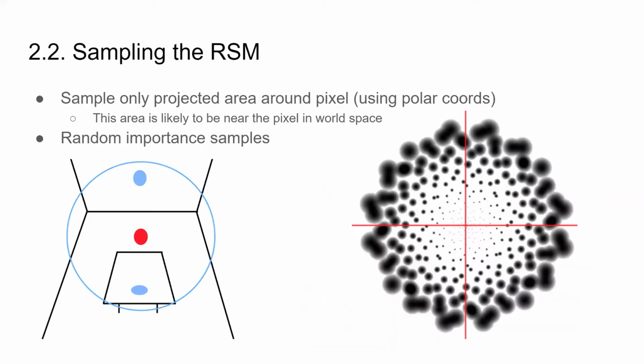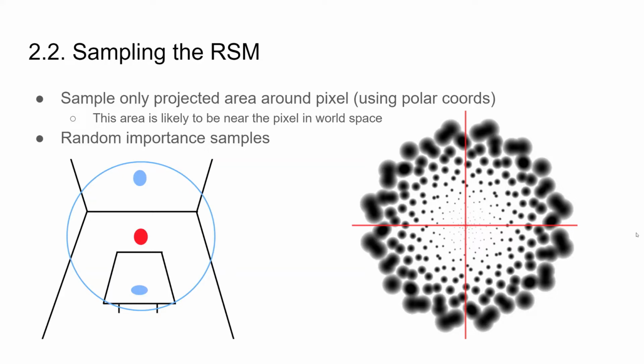So when we go to sample pixel lights in the reflective shadow map, we sample a circular area around the projected pixel coordinate using polar coordinates. The left image is my artistic rendition of the previous scene from the light's point of view. Hopefully that's clear enough. The red dot in the middle is the pixel that we're shading, like the fragment on the screen, and the blue dots represent the pixel lights that we randomly sampled.